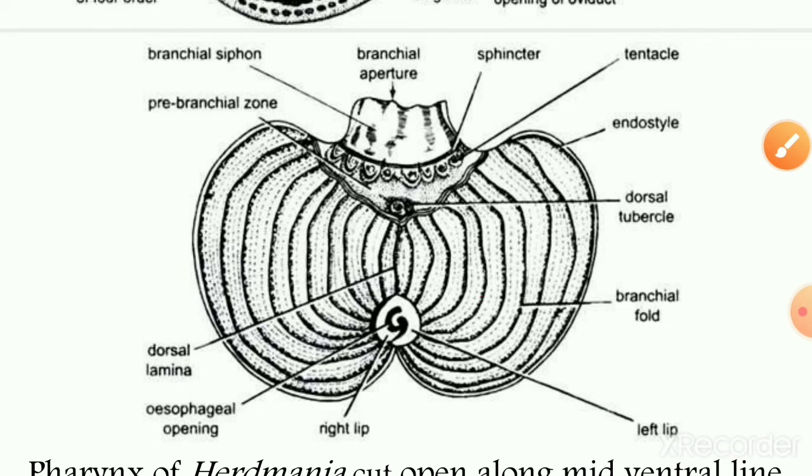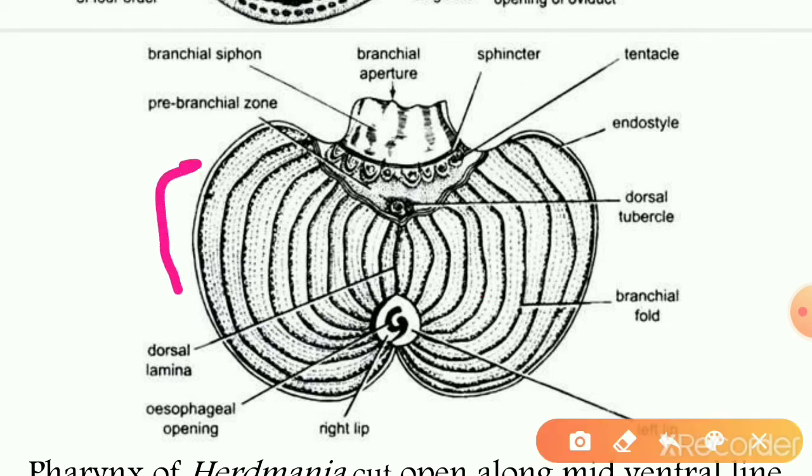Now branchial sac, it is the largest basket-like region in the posterior part of the pharynx. It has numerous gill slits, and each side has about 2 lakh stigmata. The gill slits are also called stigmata, and these stigmata bear long cilia called lateral cilia.